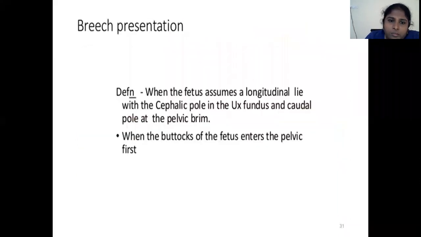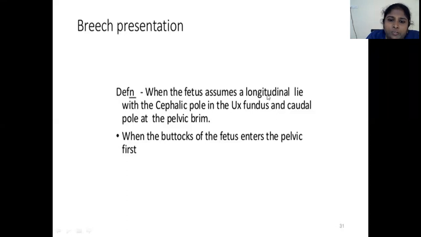Next, breech presentation. I already told you, they are clinical classes. Presentation means the part which is present at the lower pole of the uterus. If the head is below, it is cephalic presentation. If the buttocks is below, it is the breech presentation. Like that, it is face, brow, the various things, footling presentation, knee presentation. So breech presentation is also an important cause of fetal dystocia.